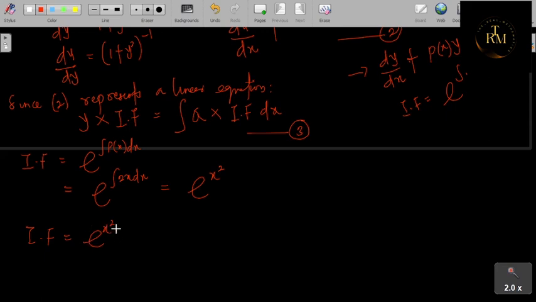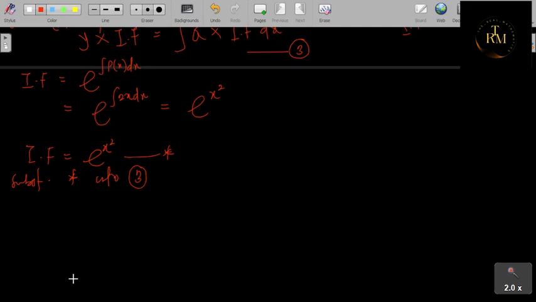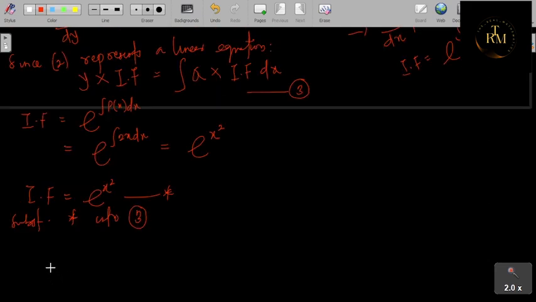Right. So this will be my integrating factor. I'll just call it star. So what I want to do now is to put in my integrating factor into this expression, that's equation 3 here, to further simplify what I have. So I'm going to substitute star into equation 3. So I'm going to have something of this nature, right?